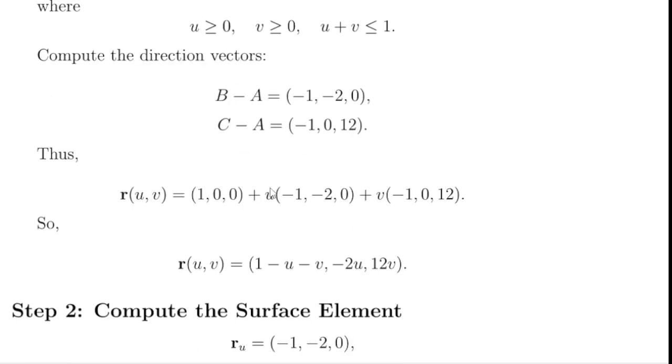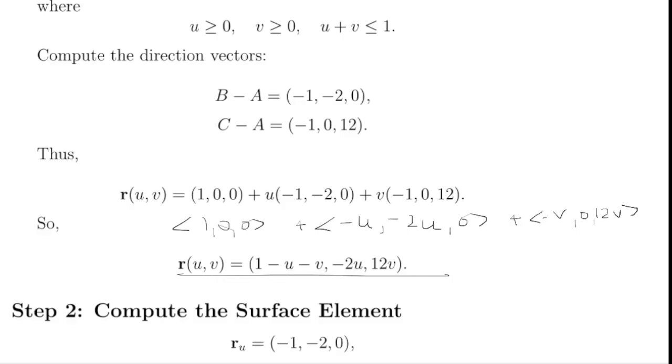So now we can combine these into one vector. So think of this as (1, 0, 0) plus, and then we have the u distributing, so it's (-u, -2u, 0), plus, and then (-v, 0, 12v). So we can just add these three vectors, and we get down to this thing.